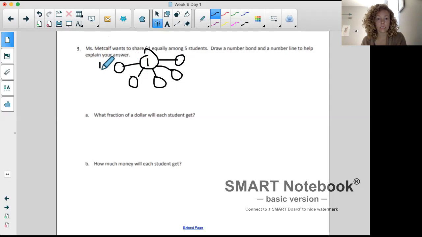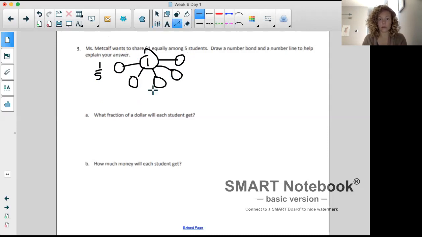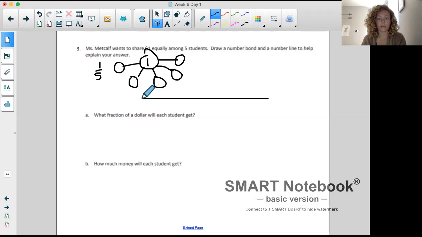Okay. So I can't do it inside because again, I'm just making these circles too small and the marker's too big, but each of these should be labeled as 1/5, okay? Now, I also want us to draw a number line. So, number line here. We'll, of course, do our arrows at the end and our endpoints.